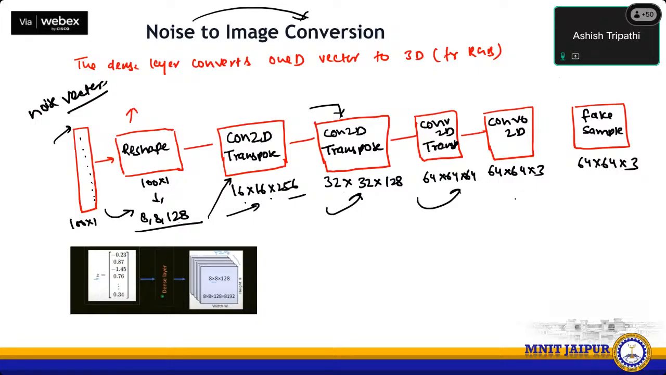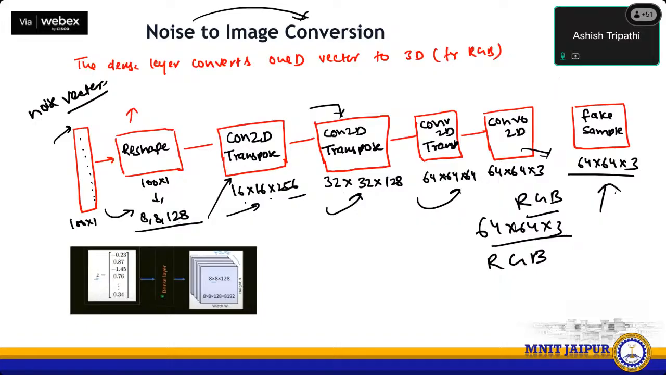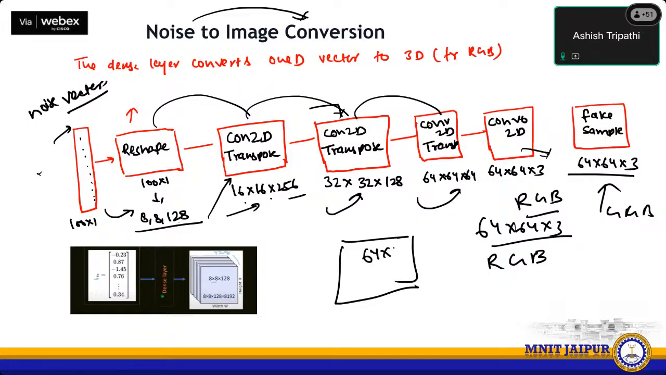Then if I want an RGB image, I can apply this to reshape it to 64 cross 64 cross 3. So this will be an equivalent RGB image, and this generator is able to create a fake sample that is 64 cross 64 cross 3, that is an RGB image. So we started with the random noise vector, and after applying these layers, we are able to reshape it and make it an image of size 64 cross 64 cross 3.